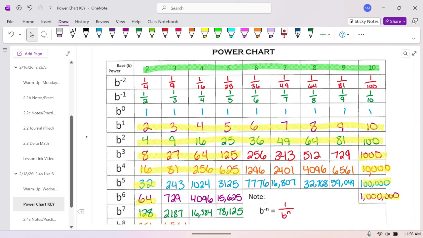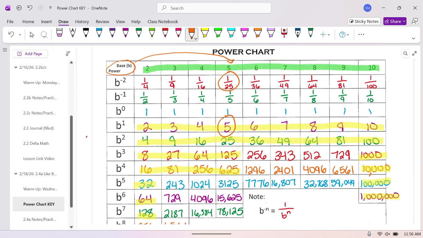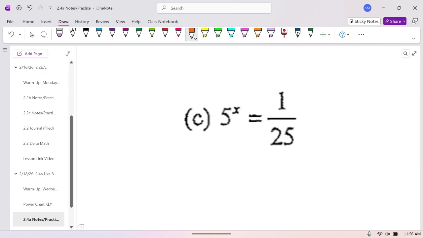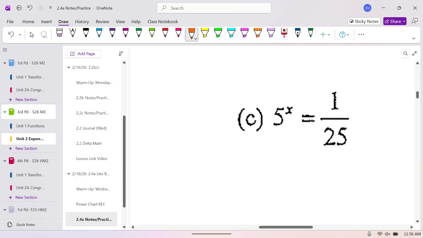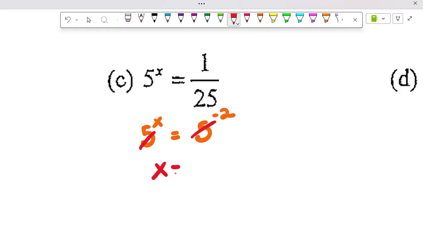It's in 5. So if you look right here, 5 is here, 1/25 is here. That means the base has to be 5. All right, that's how you can use your power chart to your advantage. You look to see where both numbers are in the same column. That's your like base. So we're going to rewrite these as bases of 5. So I'm going to have 5 to the x is equal to 5 raised to what power is 1/25? -2. They're the same bases now, so these are gone. x equals -2.